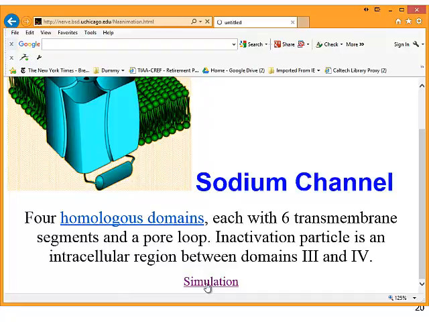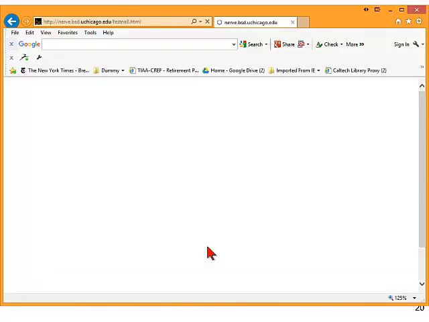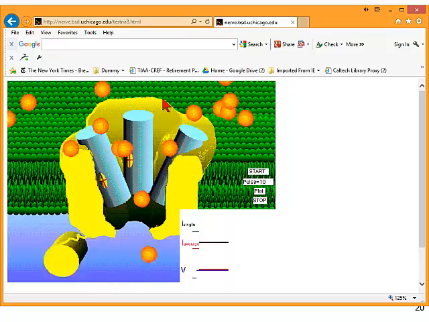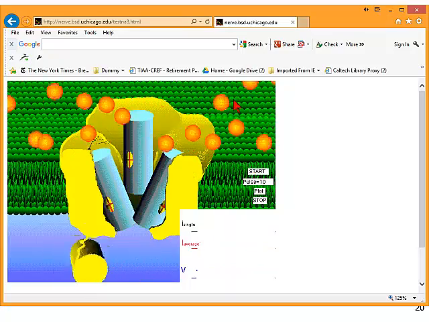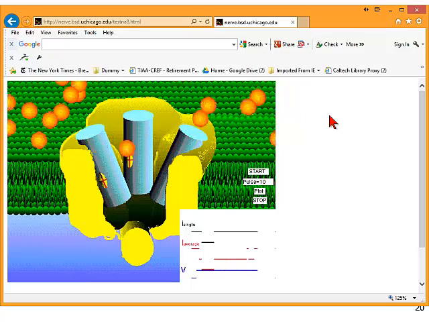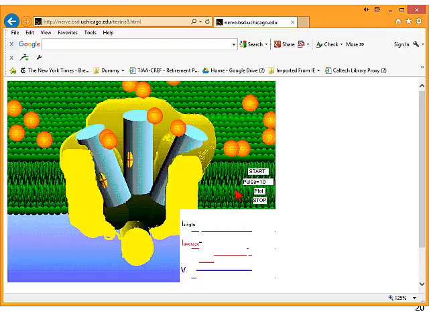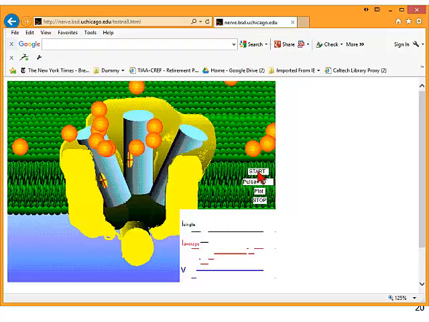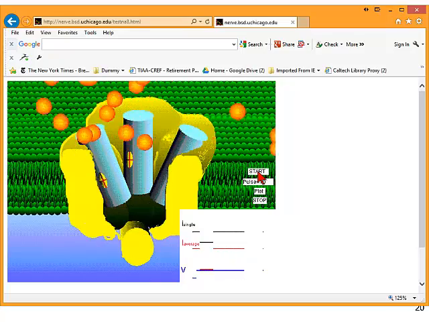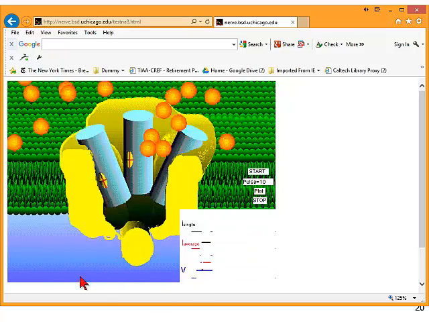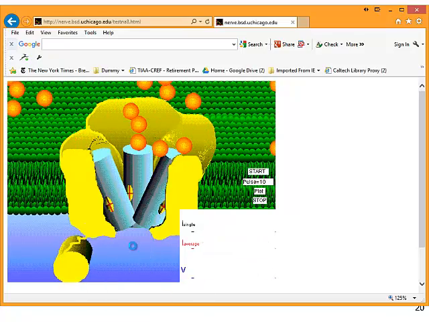So now we go to the simulation. We're going to start it. This green stuff around here is the membrane. The orange balls are sodium ions, sorry, which want to enter the cell. And as in the previous simulation, they only enter when the gate is open, but also they can be prevented from entering when the inactivation flap is closed. And so we have an additional so-called Markov state.